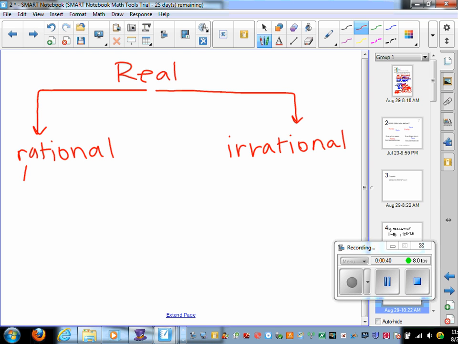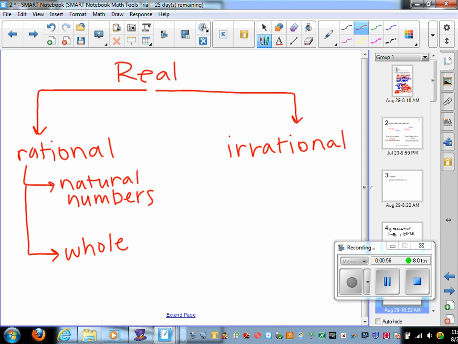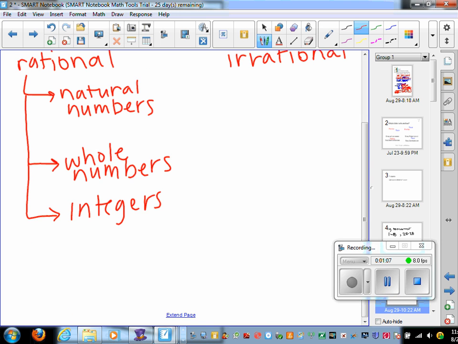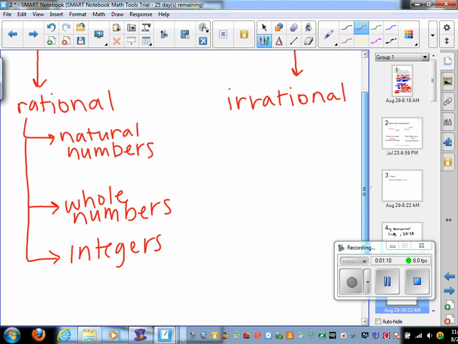Under rational numbers, we have natural numbers, we also have whole numbers, and integers. Besides those, there are some numbers that are rational that don't fall into these categories.